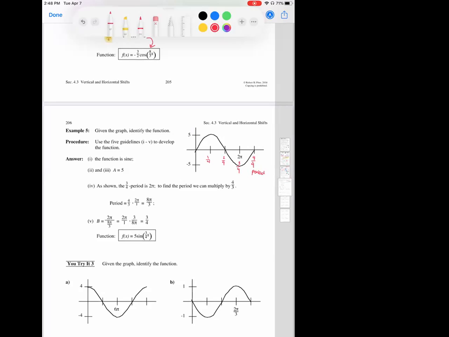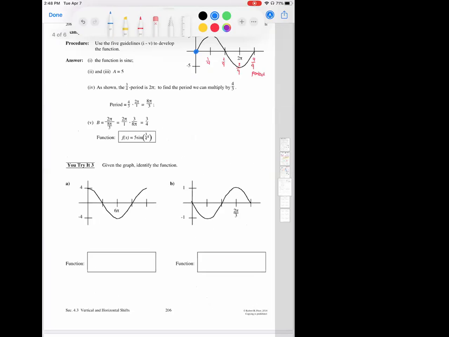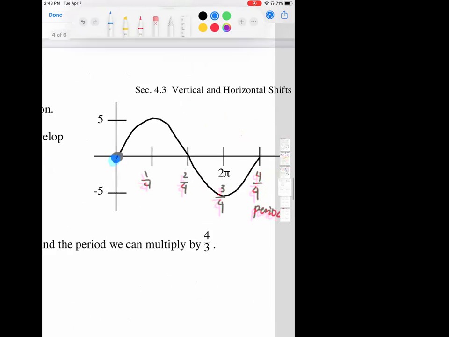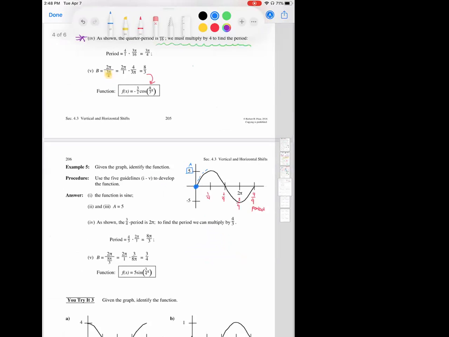So let's take a look at example 5. Given the graph, identify the function. Procedure, use your guidelines 1 through 5 to develop your function. All right, so we can do 1 through 3 pretty quick. We start at 0. Because we start at 0, we know it's sine. And from 0, it goes up. So I know it has a positive amplitude. It has a positive amplitude of 5. So I know I have f of x equals 5 sine.